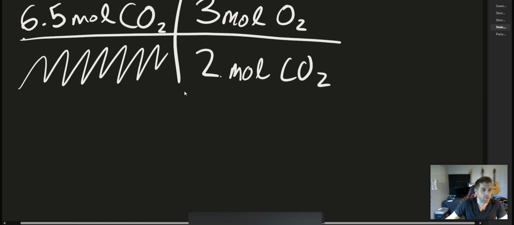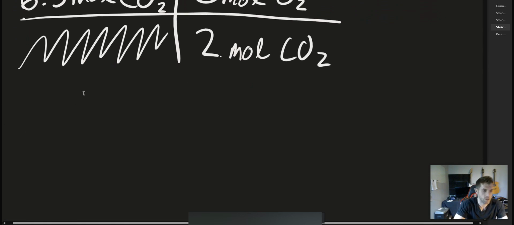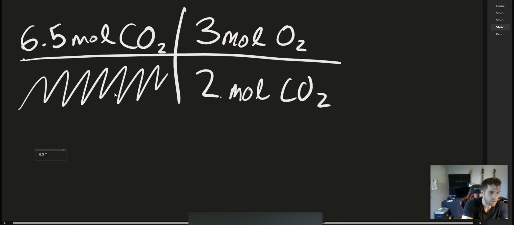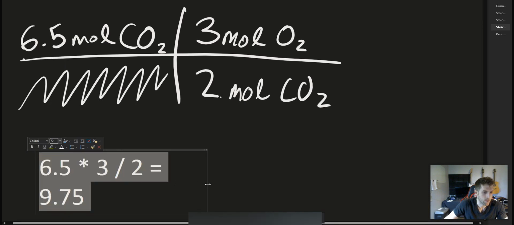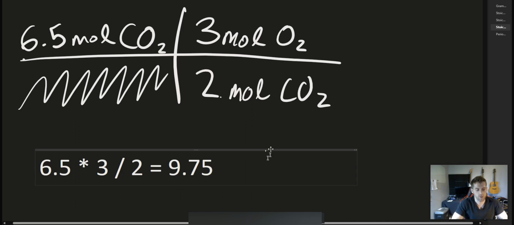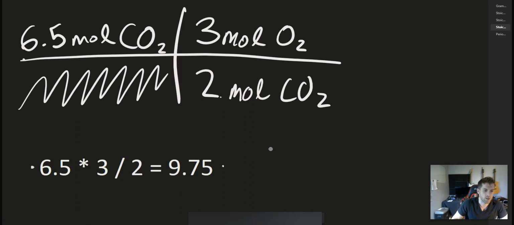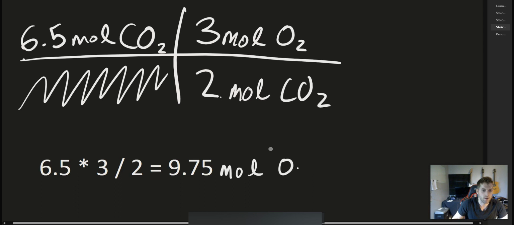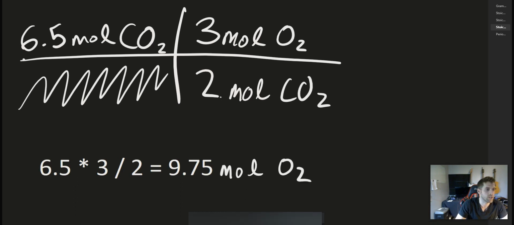So we have 6.5 times 3 divided by 2 equals 9.75. And of course, that is moles of O2. Why is it moles of O2? Because we can easily cancel out moles of CO2, because we divided those, okay? And we are left with moles of O2.